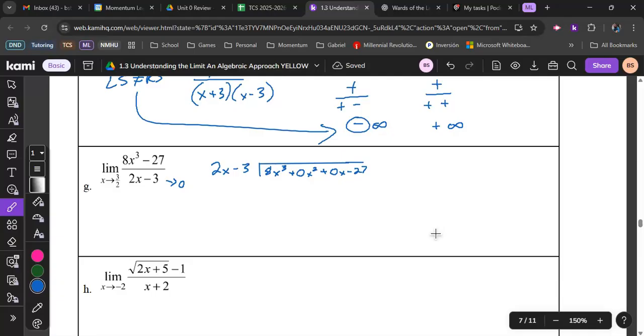In order to figure out whether I'm doing synthetic or long division, I have to add in placeholders for the other degrees of x.